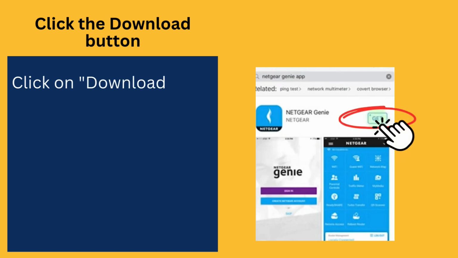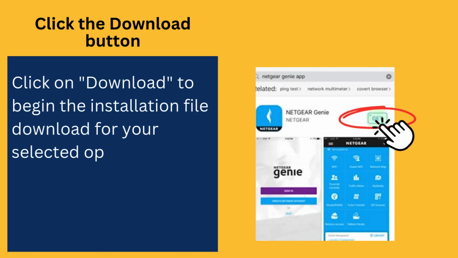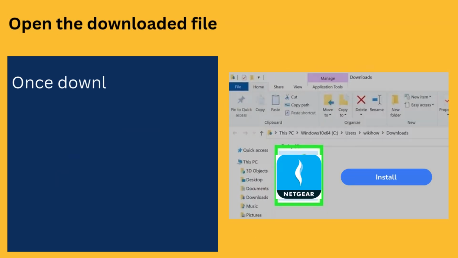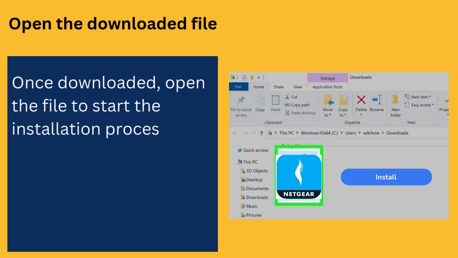Click the Download button. Click on Download to begin the installation file download for your selected operating system. Open the downloaded file. Once downloaded, open the file to start the installation process.